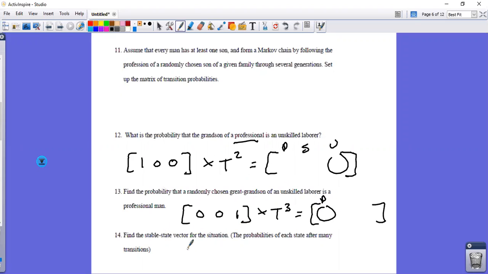And the stable state, raise it to the, I always do 50th power, but whatever. And that'll give you the probability of each category after a long period of time.